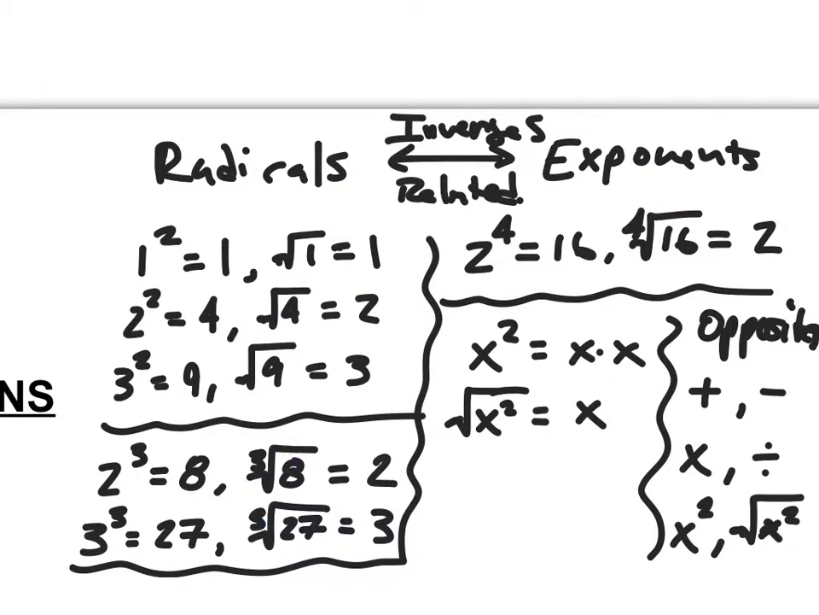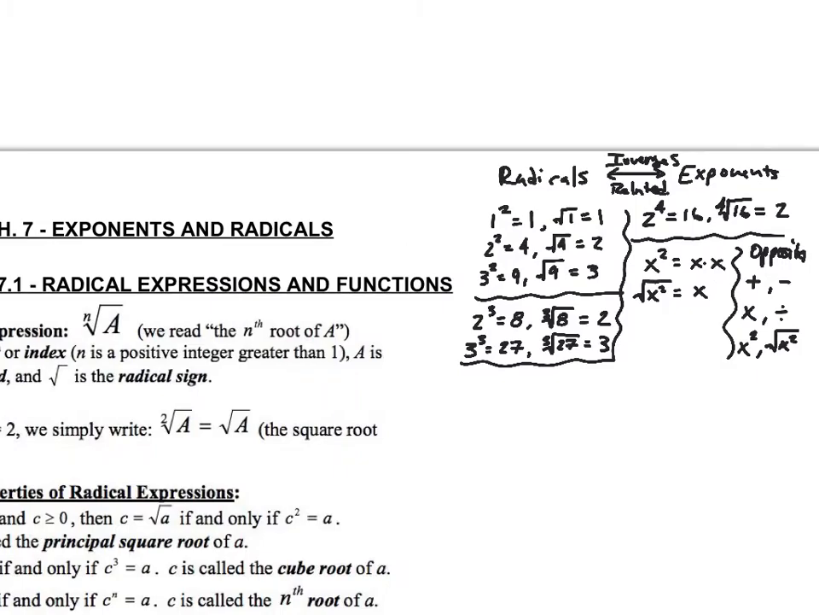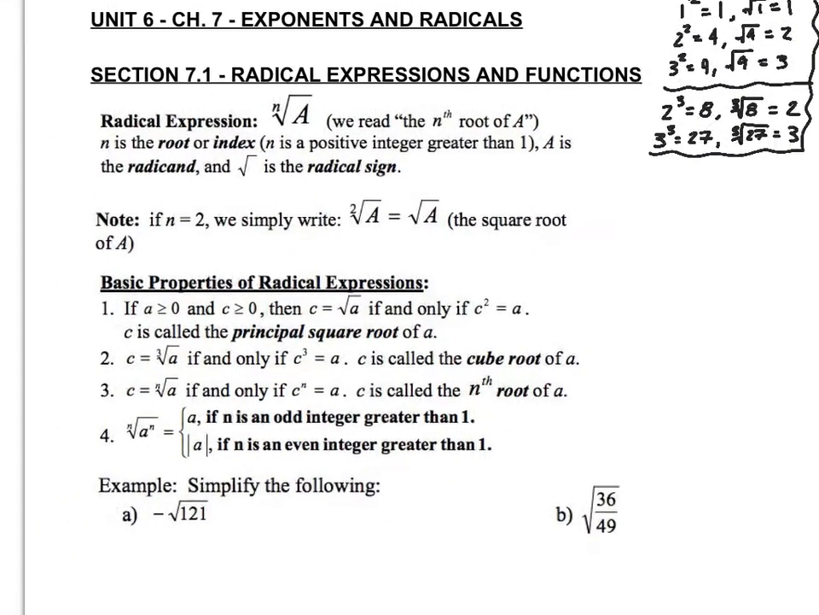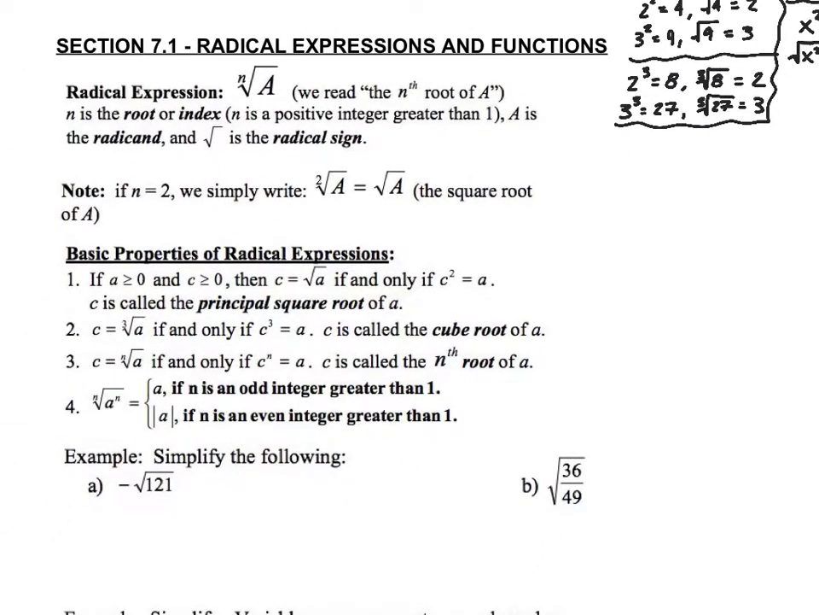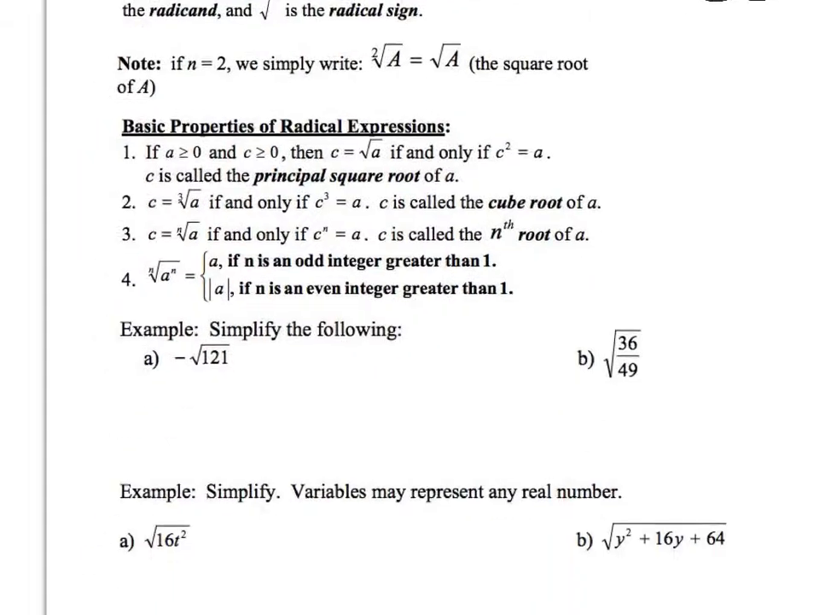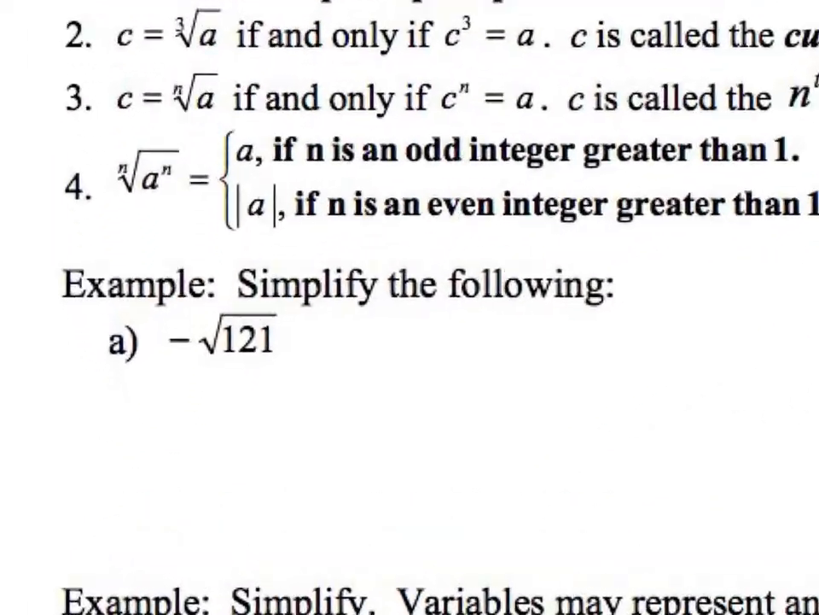All right, so let's go down and look at some of these examples here. We also have this section that says basic properties of radical numbers. Let's just take these as we go. Let's take a look at the first one.